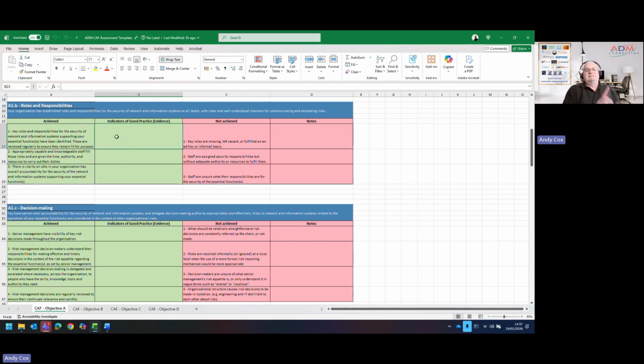Now, if you don't achieve it, in the pinky red over here, we can start building up notes as to why you haven't achieved it. It may be that it's not actually appropriate. Some of the things further down will not be appropriate because of the scale of the organization or the sector you operate in. But it's very worthwhile going through this whole document. I'm not going to bore you all and go through it all now. We will send this out.